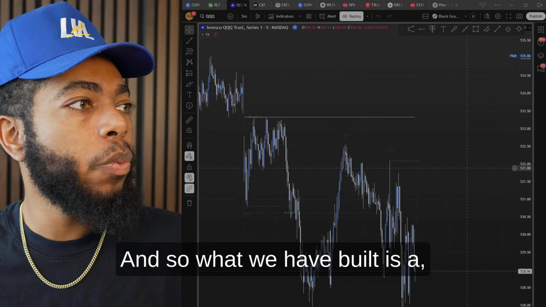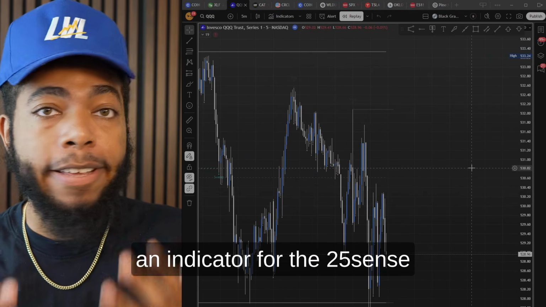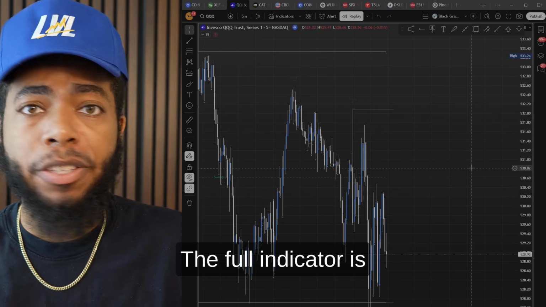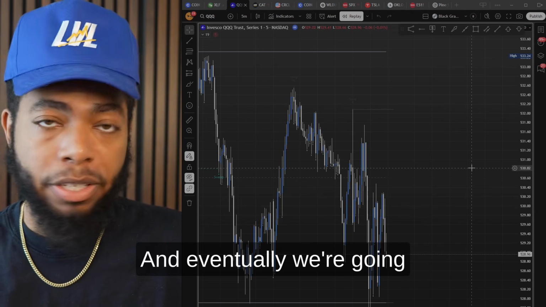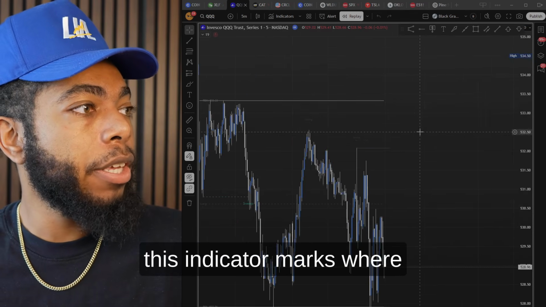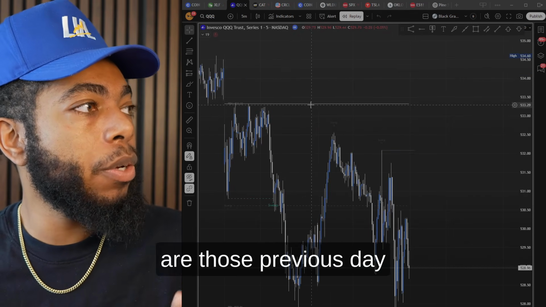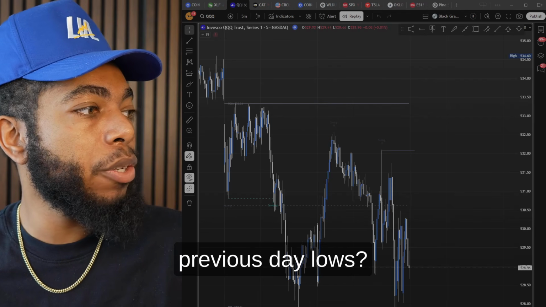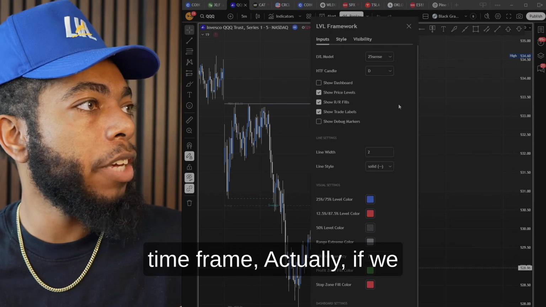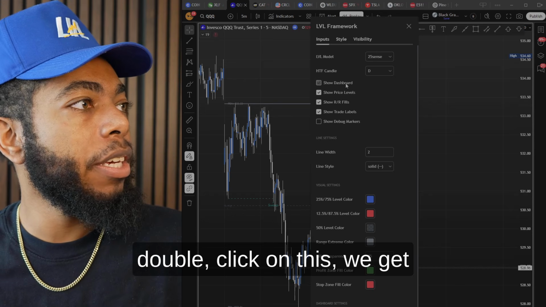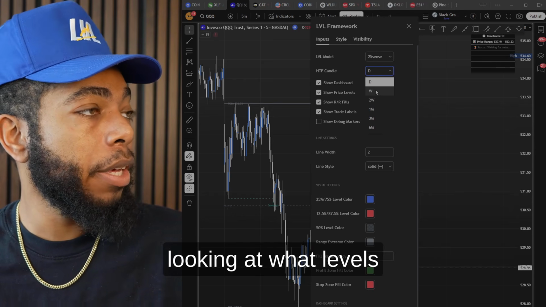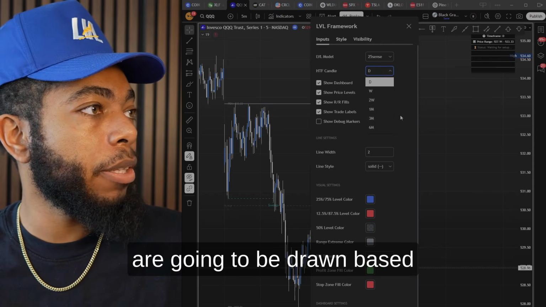And so what we have built is an indicator for the 25 cents model of the LVL framework. The full indicator is the LVL framework, and eventually we're going to have more models available. This indicator marks where those previous day highs are, where those previous day lows are, right? And it actually can be on any time frame. If we double click on this, we get all of these options where we can select which higher time frame candle we're looking at and what levels are going to be drawn based off of that.